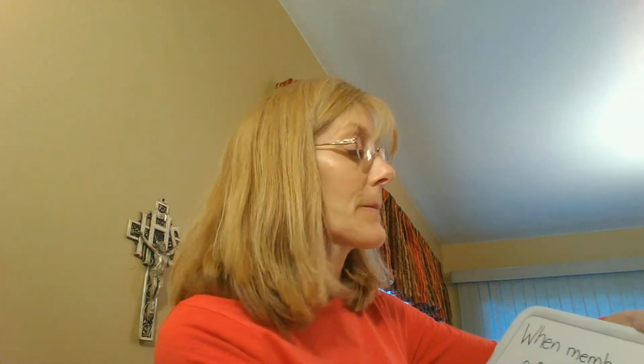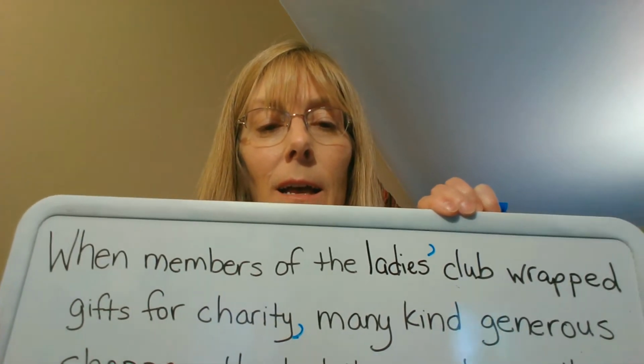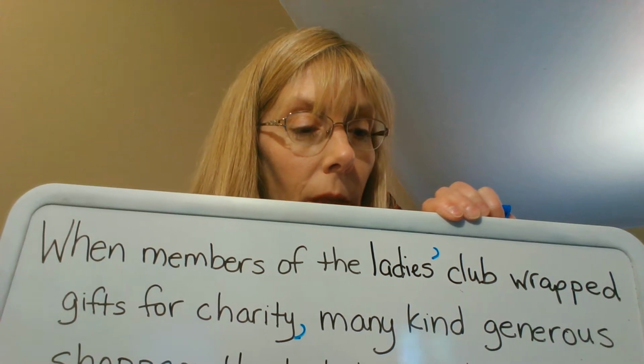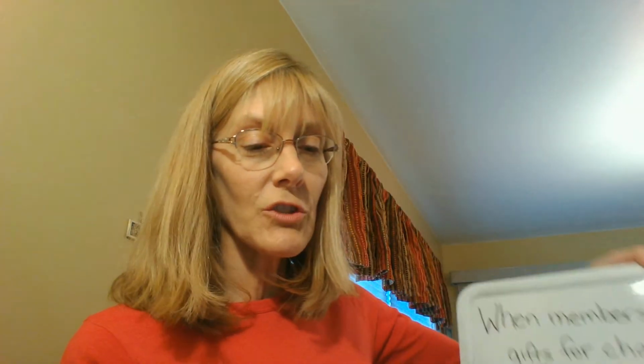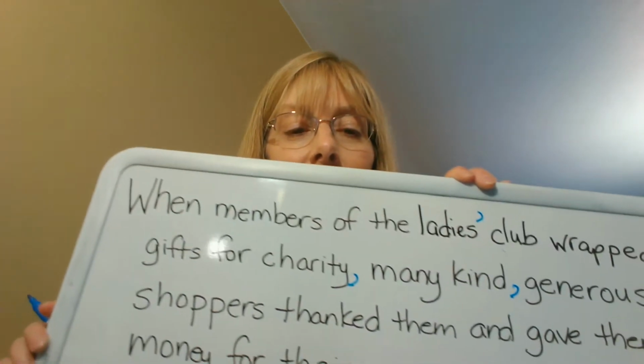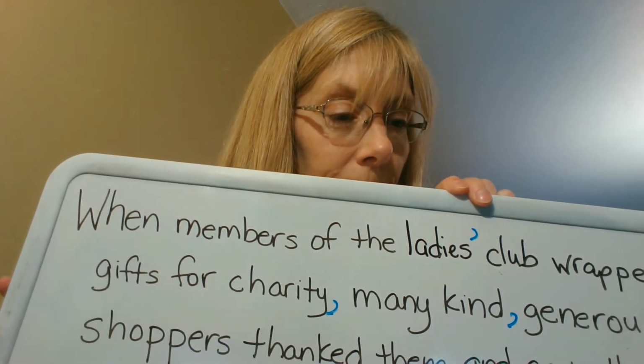Let's take a look and see what other things you remember for punctuation. When members of the Ladies' Club, the club belongs to the ladies, so there needs to be an apostrophe to show that there is possession. All right, so it will be ladies apostrophe club. When members of the Ladies' Club wrapped gifts for charity, many kind, generous shoppers. Do you remember the rule? When you have two adjectives or more in a row, you need a comma. All right? So we have many kind, generous shoppers.